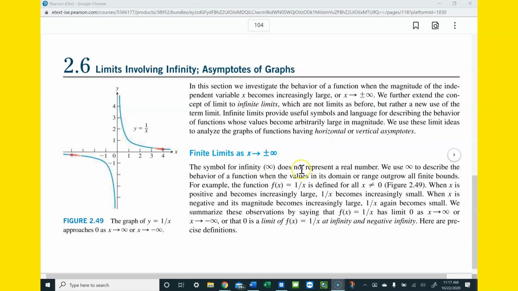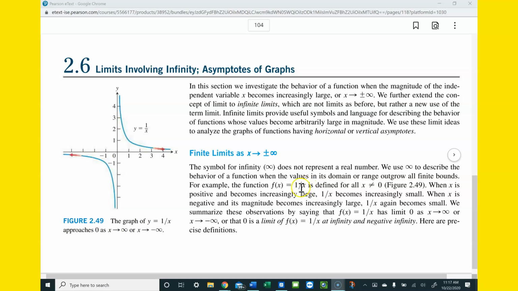The symbol for infinity does not represent a real number. We use infinity to describe the behavior of a function when the values in its domain or range outgrow all finite bounds. For example, the function f of x equals 1 over x is defined for all x not equal to 0. When x is positive and becomes increasingly large, then 1 over x becomes increasingly small, right?